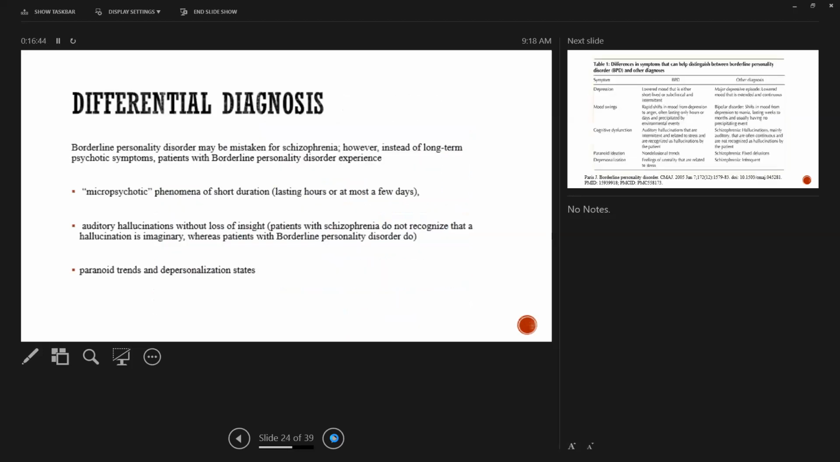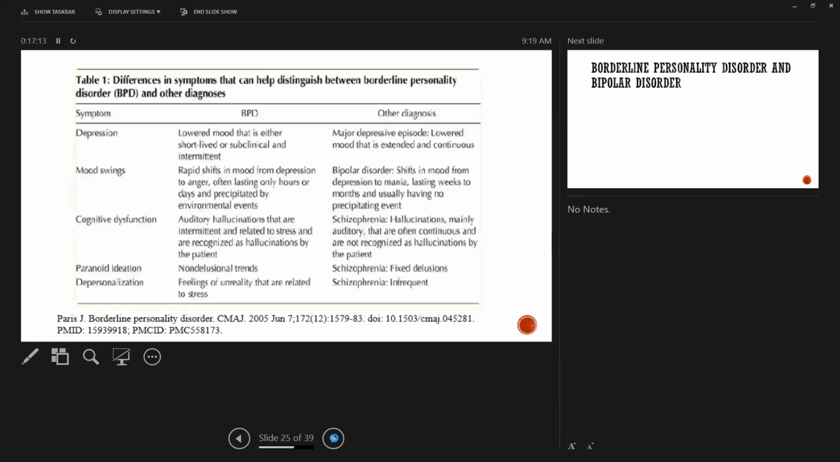Now, borderline personality disorder may be mistaken for schizophrenia. However, instead of long-term psychotic episodes, these patients will experience micropsychotic phenomena of short duration, which last hours or at most a few days. Along with this, auditory hallucinations will also be present without loss of insight, while we know that in patients of schizophrenia, loss of insight is also present. Along with this, there will be paranoid trends and depersonalization states.